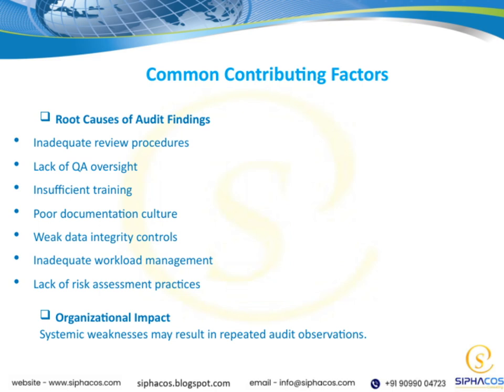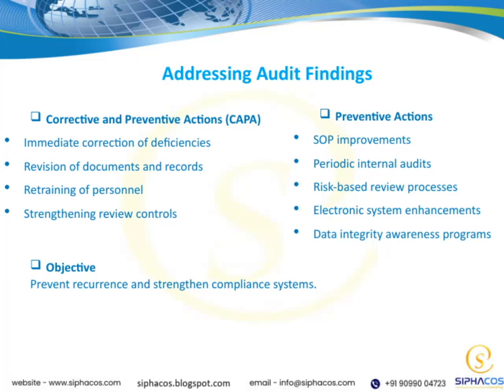When these weaknesses are systemic, they tend to create a cycle where similar audit observations keep recurring. That's why addressing these root causes is so important, not just to fix individual issues, but to strengthen our overall control environment and build a more resilient organization. Now, let's look at some of the preventive actions we're implementing to strengthen our compliance systems.